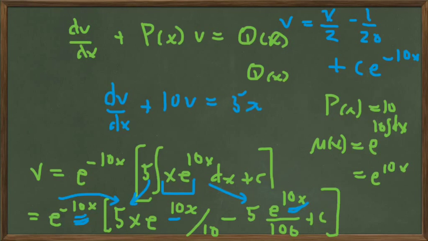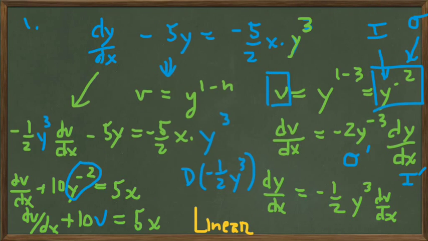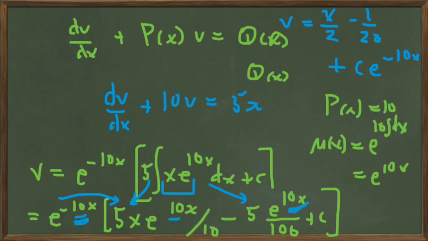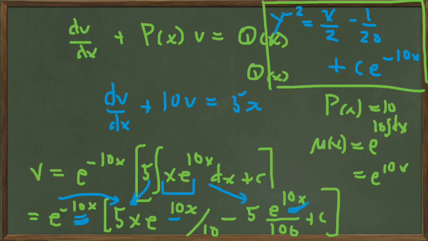But remember that v was equal to y to the minus 2, right? So let's make this equal to y to the minus 2, and then call that our answer. We could solve for y if we want to flip both sides. Here is the implicit form, and then the solved for y form we'll write on the next blackboard.